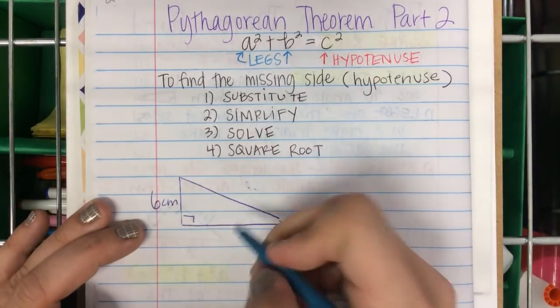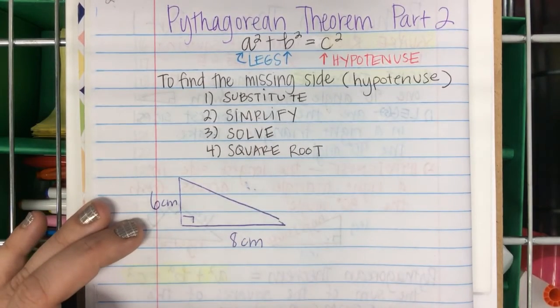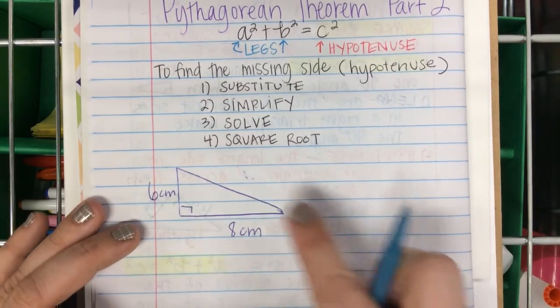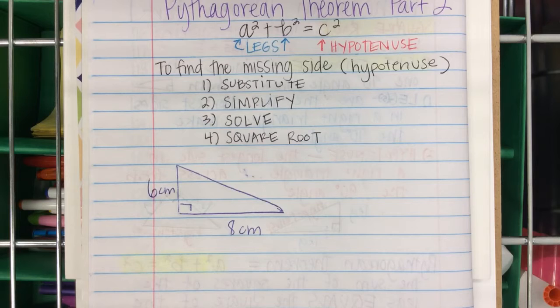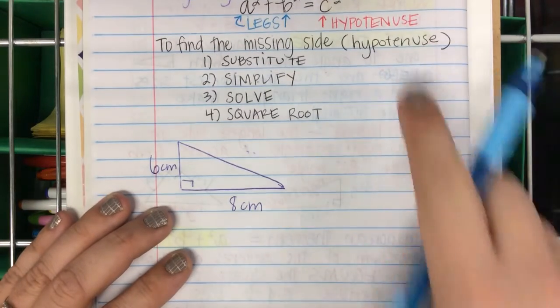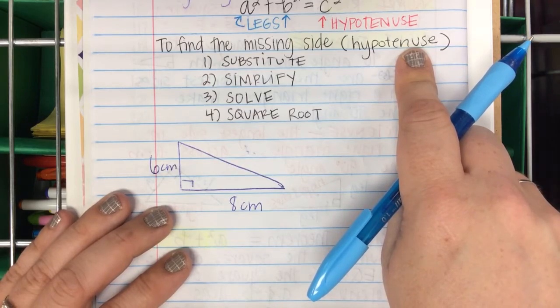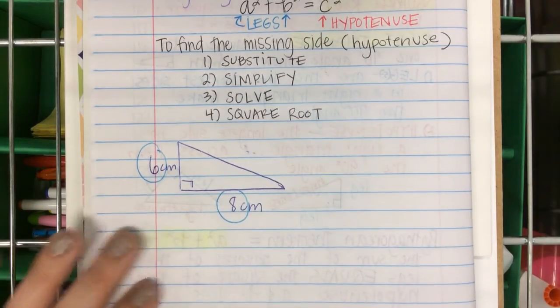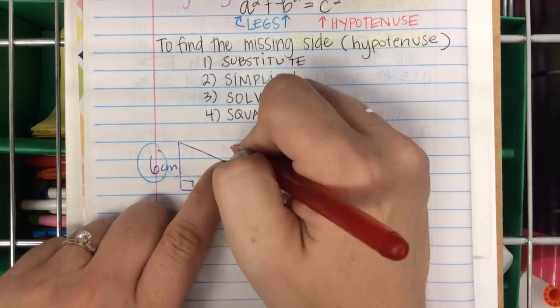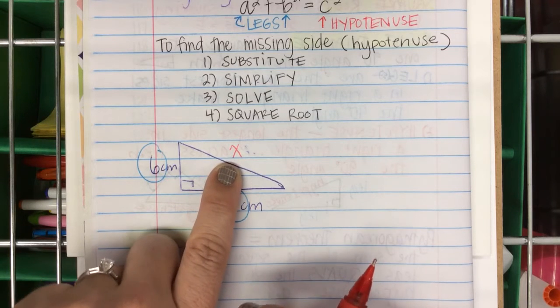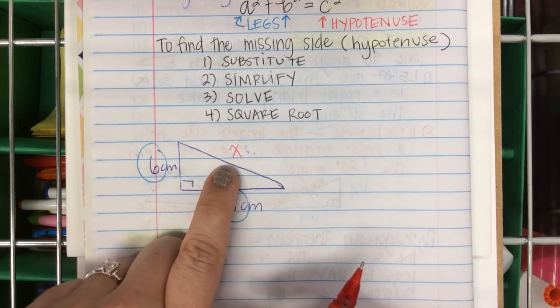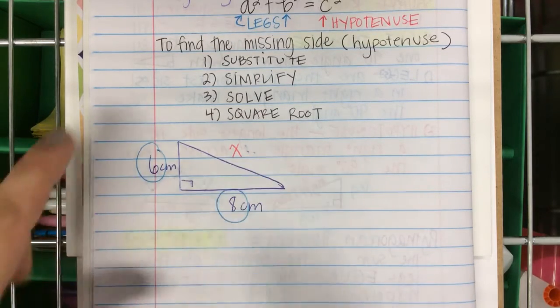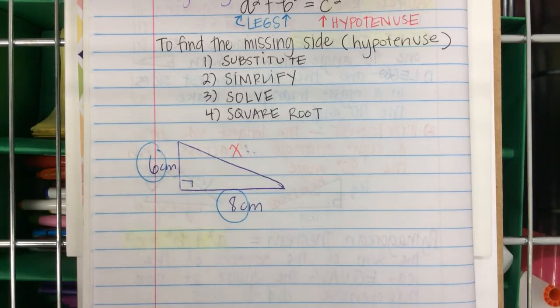Six centimeters and 8 centimeters. Can you find the missing side? All right. We're again looking for just the hypotenuse. So what's my A value? 6. What's my B value? 8. And what's my C value? X. We don't know. Could you use the variable X? Could you use the variable C? Could you use the variable Y? Yeah. Any variable will do. I suggest you stay away from A and B just because we use those, but you could do anything.